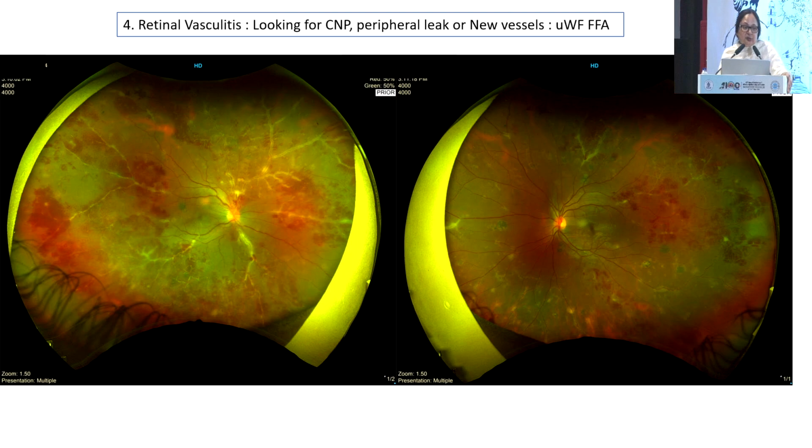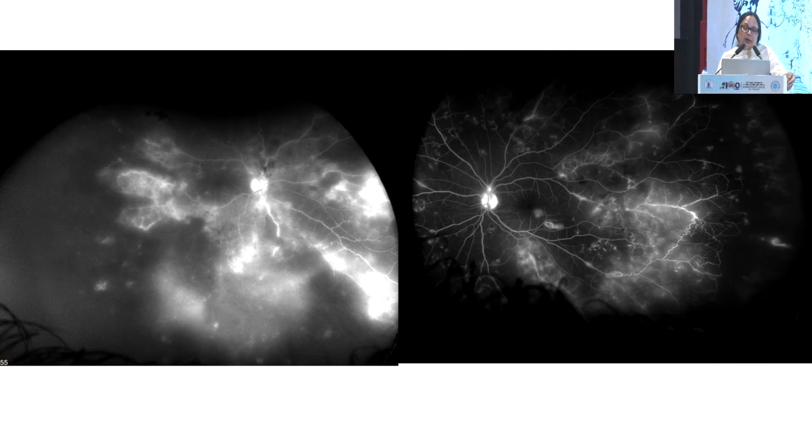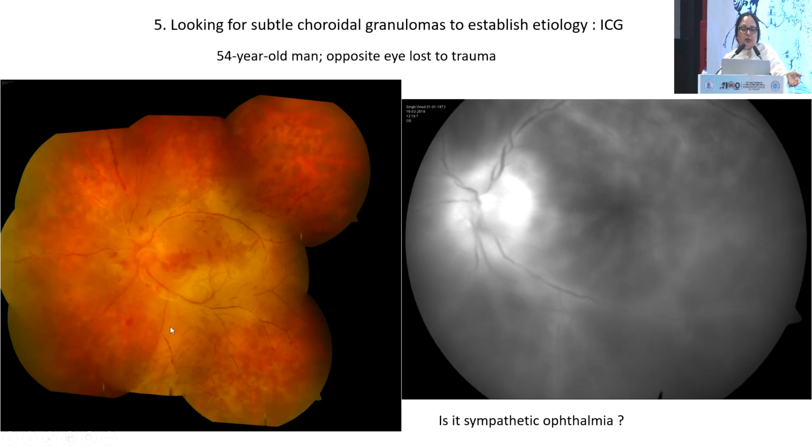If it is a case of retinal vasculitis and you want to look at the peripheral leak, capillary non-perfusion like this one, you have to rely on your fluorescein angiography, the traditional ones where you will see the leakage, you will see the capillary non-perfusion, or the new vessels which might be coming up.